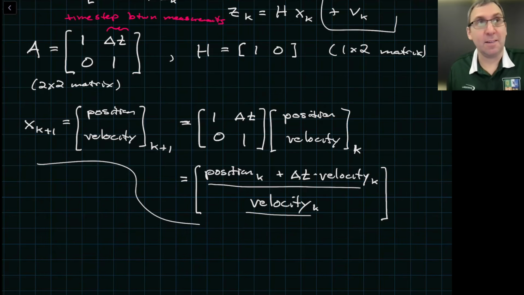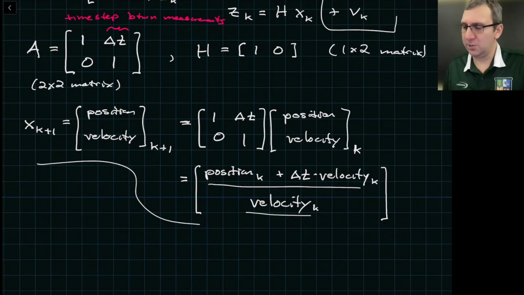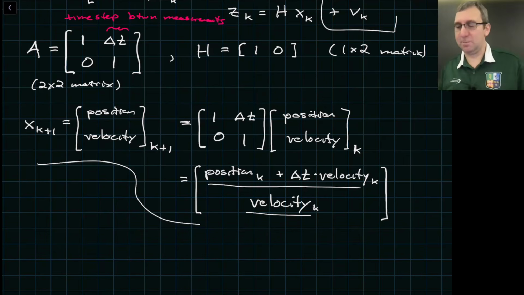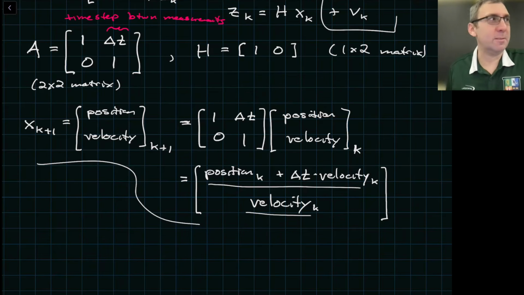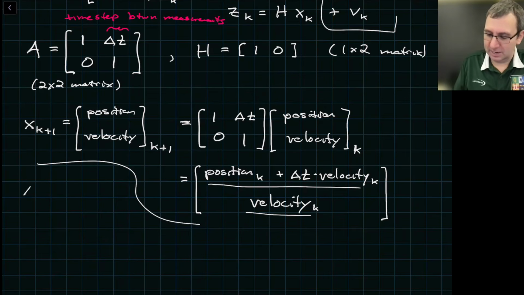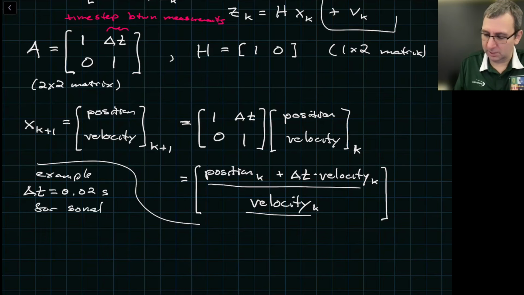Yes. If I wanted to estimate acceleration and velocity from position, then I'd have a 3 by 3 matrix with all kinds of things. But I'm just stopping at velocity. So delta t would be 0.02 seconds for that sonar altitude data that we looked at last time.